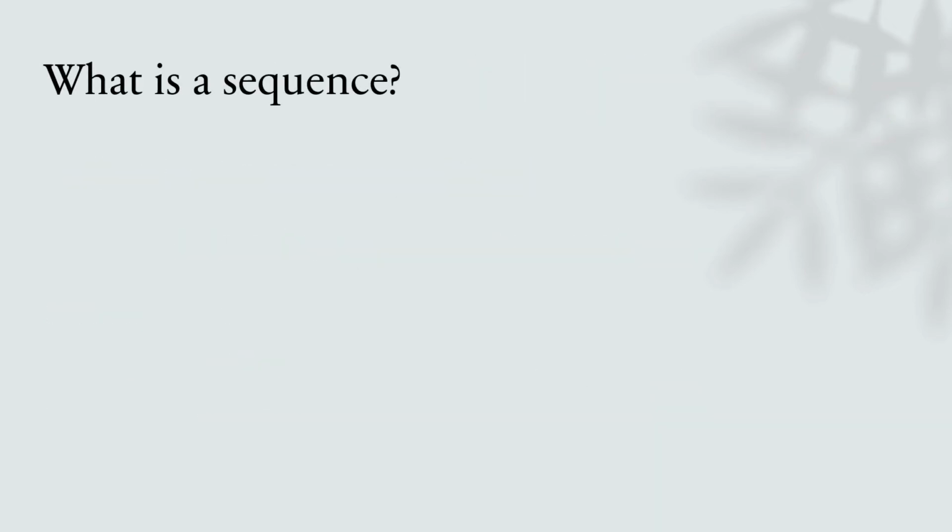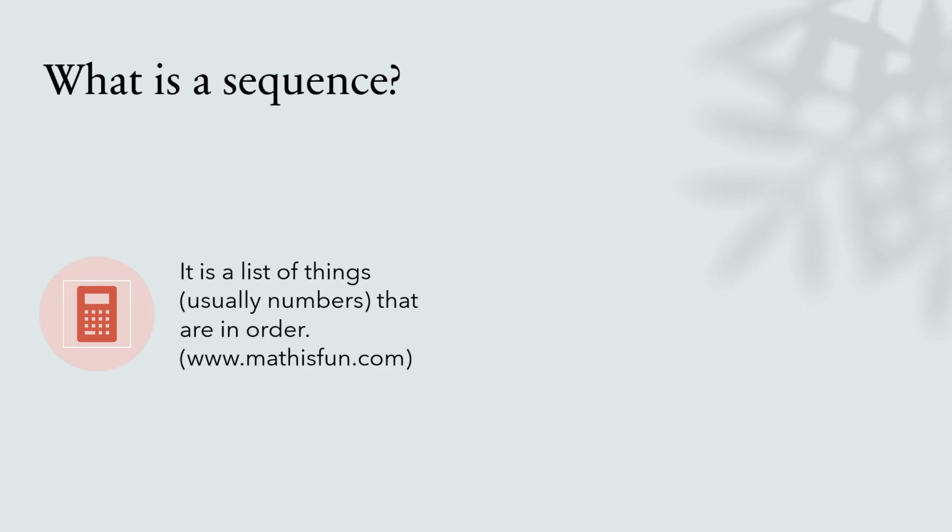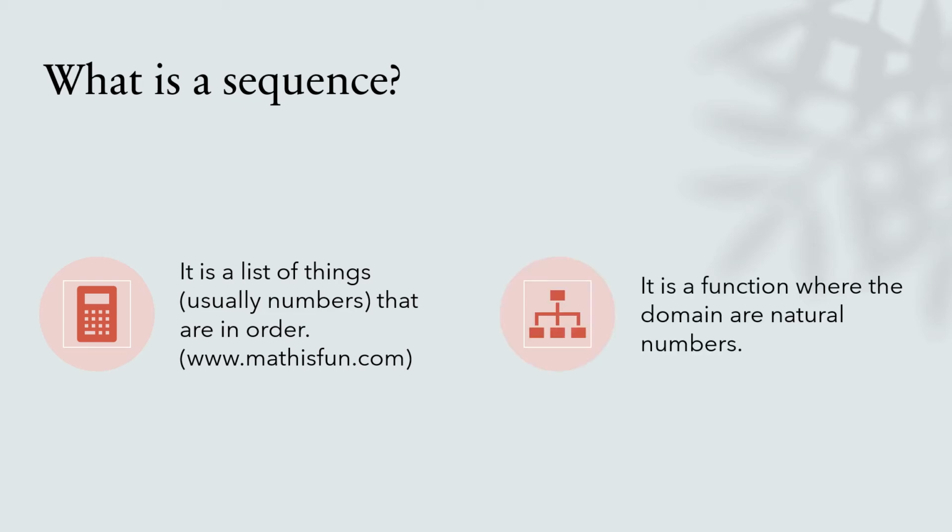So the question is, what is a sequence? It is a list of things, usually numbers, that are in order. So that's according to mathsfun.com. And then it is a function where the domain are natural numbers. So it's a function, so we call it by term. First term, second term, third term, fourth term. So it's just like an order. So 1, 2, 3, 4, 5. That is the domain or the x values, and the y values is the sequence.